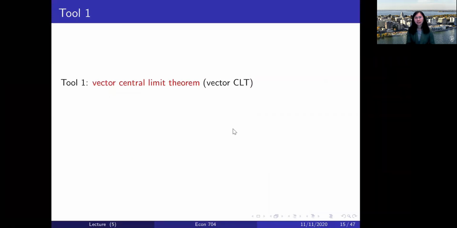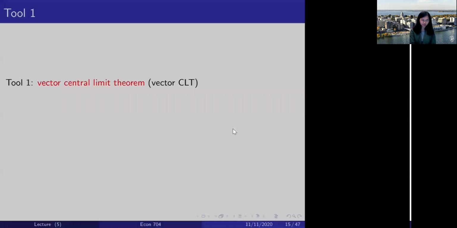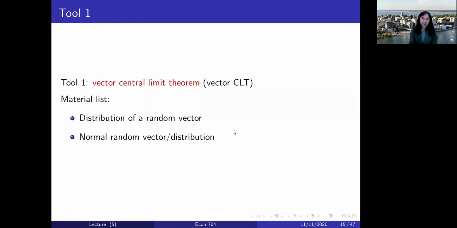The first tool we need is the vector central limit theorem. That is the central limit theorem, but applied to random vectors instead of just scalar random variables. What do we need for a vector central limit theorem? First, we want to review the distribution of a random vector. So what does the distribution of a random vector mean? Or in other words, the multivariate distribution. So what does that mean?